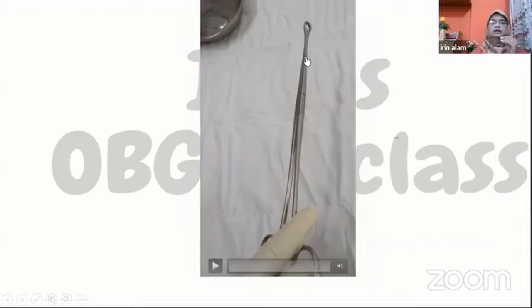And in obstetrics, we use this instrument during cesarean section to hold the corners of the uterus. Also we can use this instrument to hold the anterior lip of the cervix, as we already mentioned. And in gynae, we use this instrument for evacuation of the uterus in case of incomplete abortion.